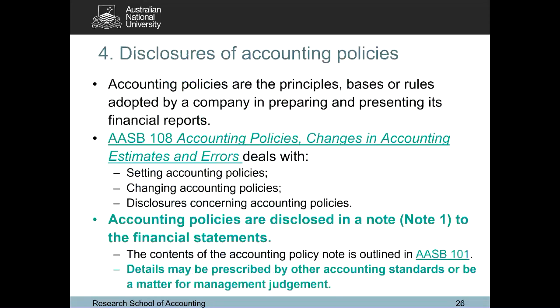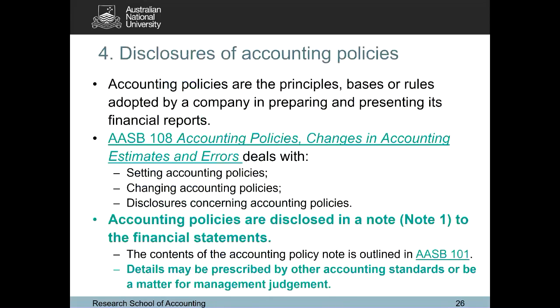The accounting policy. What are the accounting policies? Accounting policies are basically the principles, the basis or rules adopted by the company when they are preparing and presenting the financial reports. So one standard, AASB 108, is specifically for accounting policies, changes in accounting estimates or measures. This deals with the setting of accounting policies and any changes in accounting policies and disclosures concerning those policies.